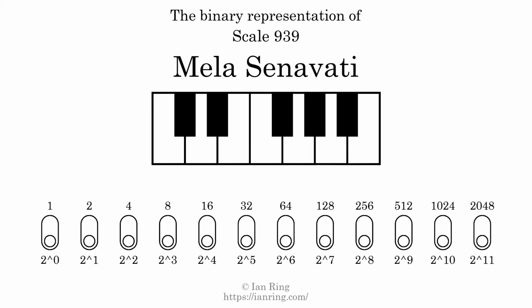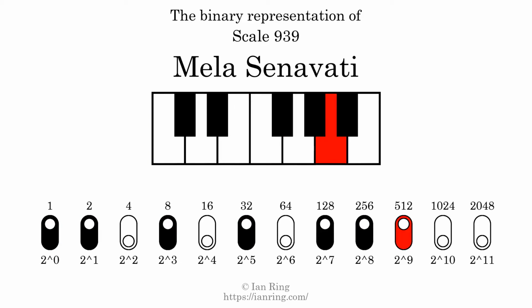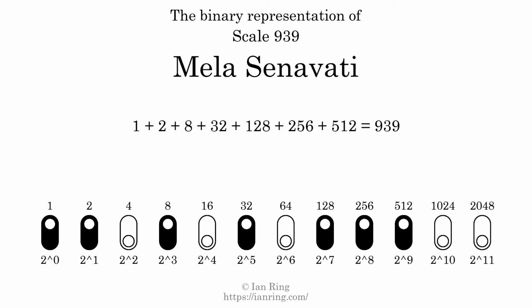The binary representation of this scale is determined by mapping tones of the scale to binary digits. Each binary digit represents a power of 2. To get the scale number, we add the powers of 2 together. The powers of 2 that are present in the scale, all added together, equals 939. That is why the scale number, in decimal, is 939.